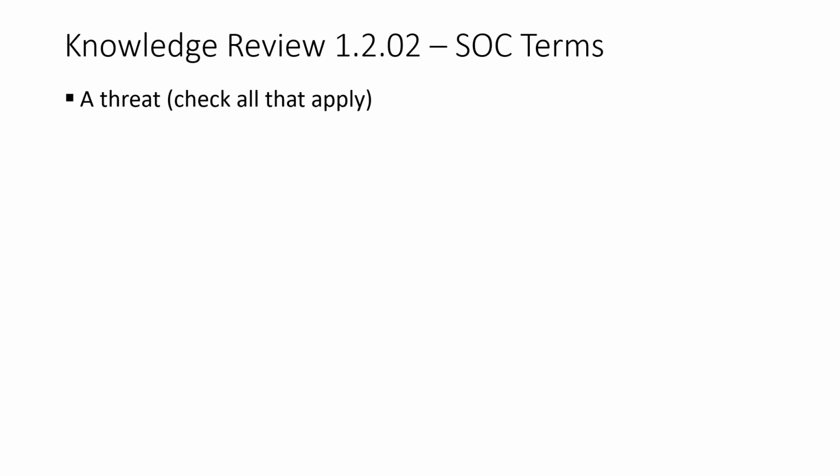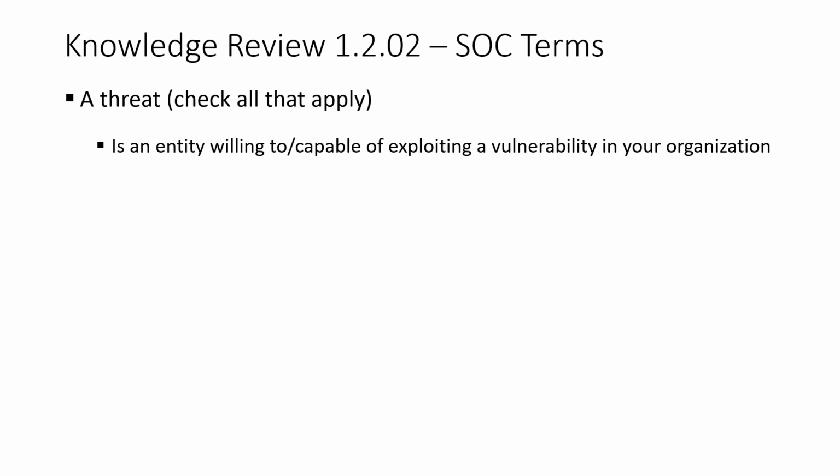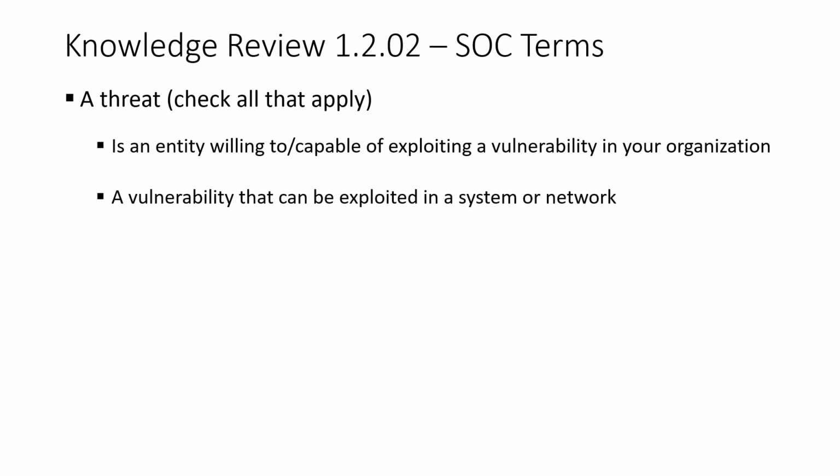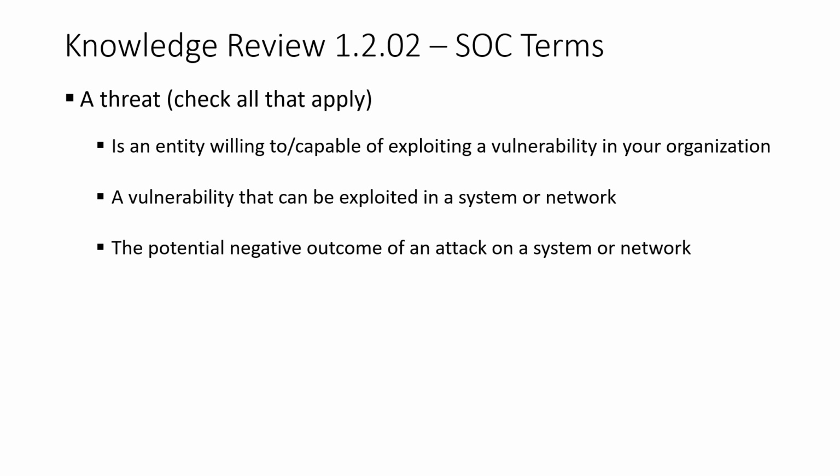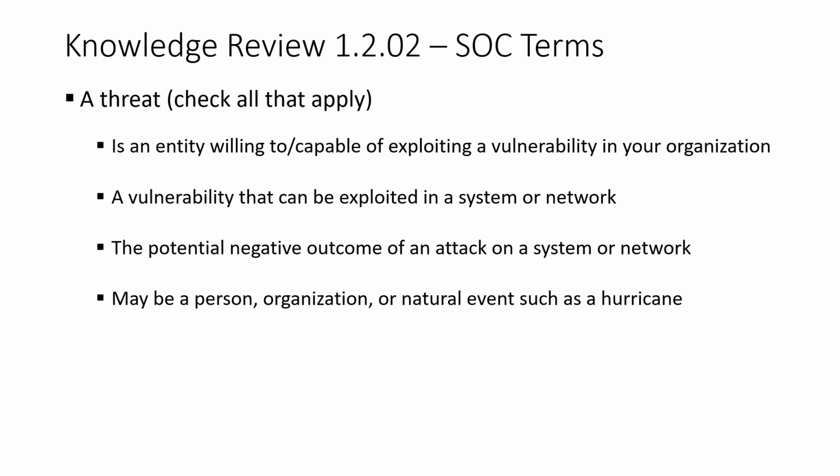A threat, check all that apply, is: an entity willing to or capable of exploiting a vulnerability in your organization, a vulnerability that can be exploited in a system or network, the potential negative outcome of an attack on a system or network, or may be a person, organization, or natural event such as a hurricane. The answer is an entity willing to or capable of exploiting a vulnerability in your organization. It can be a person, an organization, or a natural event such as a hurricane.